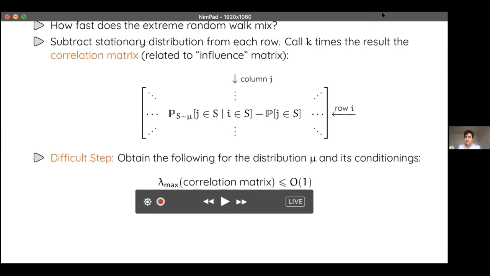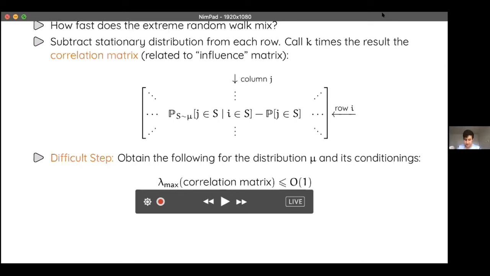All right, so now basically in high dimensional expanders, the thing that you have to show is that this matrix has bounded eigenvalues. And more specifically, in the spectral independence framework, what you have to show is that this correlation matrix has eigenvalues bounded by a constant. Okay. So this is much stronger than just the mixing of the random walk between k sets and 1 sets.